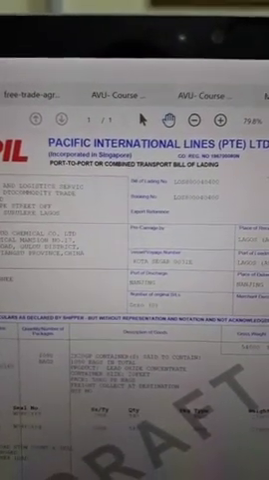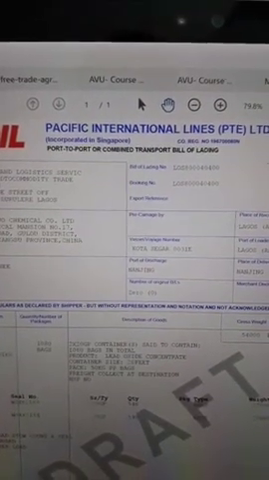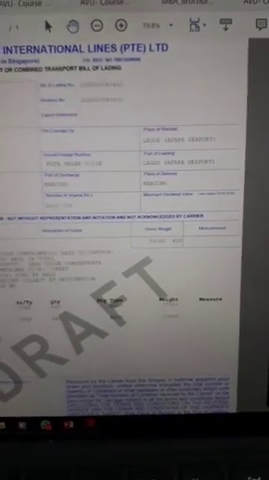Can you see it says port to port or combined transport bill of lading? This is from PIL. Can you see the bill of lading having a place of receipt, Apapa? Can you see it showing a port of loading, Apapa, and place of delivery, Nanjing?